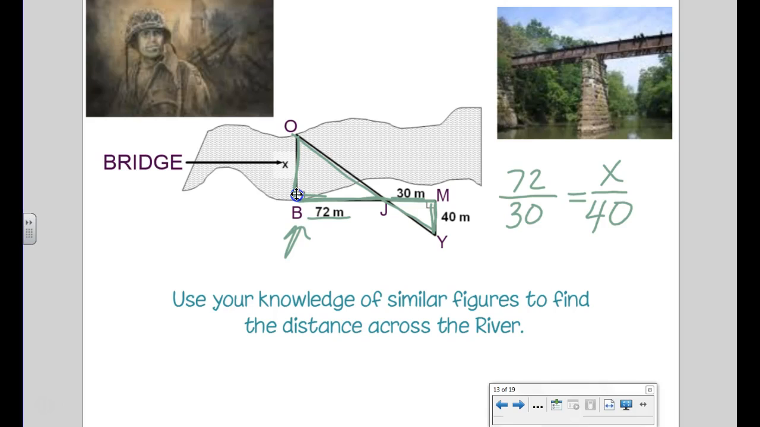Raekwon, tell me what you get. 72 times 40, enter. Divide by 30, enter. What do you get? 96 what? Meters. Real world problems, word problems, deserve words in our answers. So it was 96 meters across that river. And you could actually find the distance without ever touching the water by making some similar triangles.